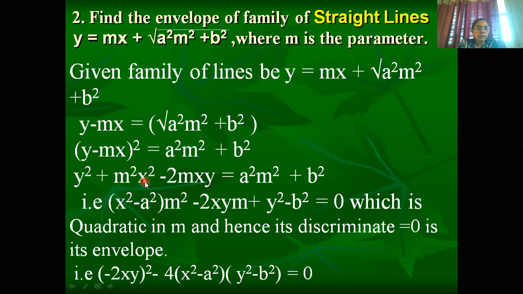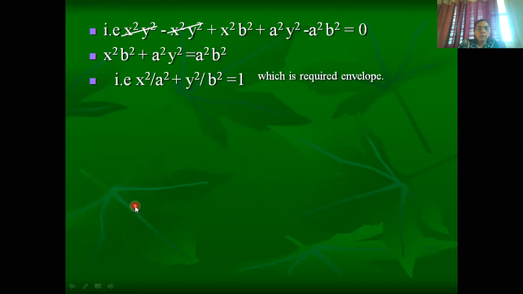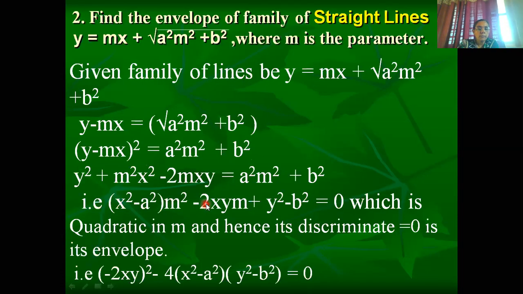The coefficient of m² is x² - a². So (x² - a²) m² minus the coefficient of m, which is only one term, 2xy, m, plus the constant terms y² - b², equals 0. So it is in the form of am² + bm + c = 0, which is quadratic in m.